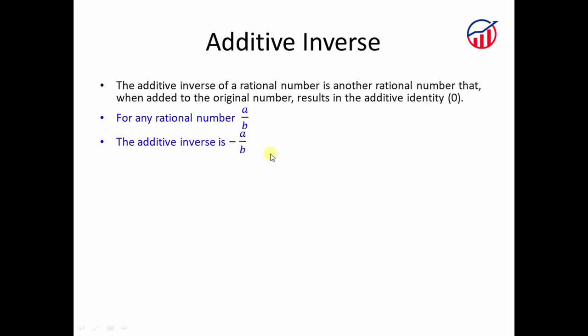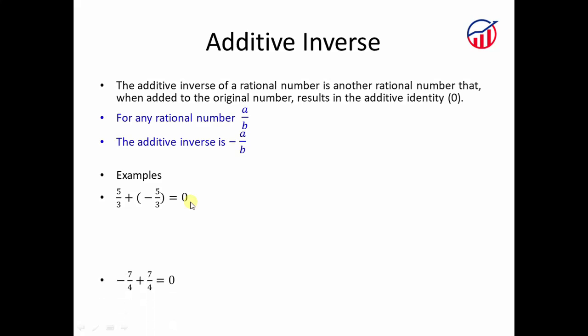So this is what it means. Let's check out a few examples. Let's take this example, 5 upon 3. For this number 5 upon 3, the additive inverse is what? Negative 5 upon 3. What you need to do is just change the sign of the number, and that will be the additive inverse. When you add these two, the sum needs to be 0.